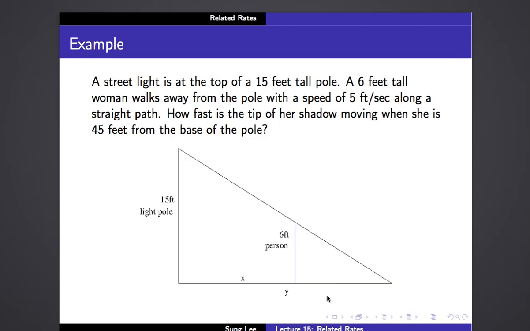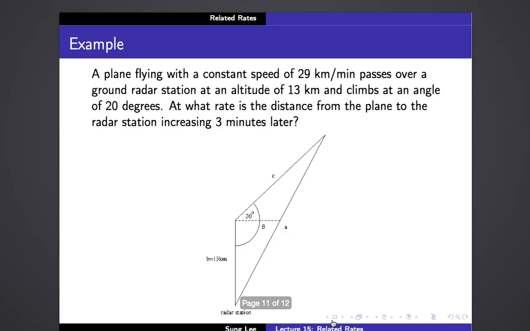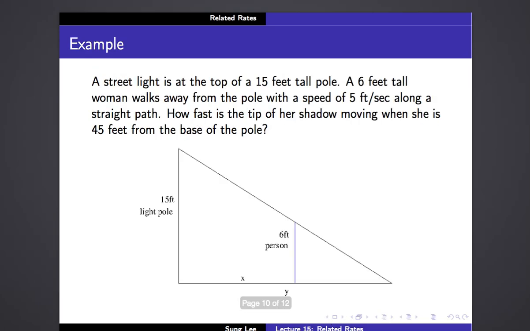What do you see here? You see two right triangles: one big one, and inside it a smaller one. These two triangles satisfy a similarity relation. These two right triangles are similar. That's an important thing to know. So we are ready to work on the problem now.